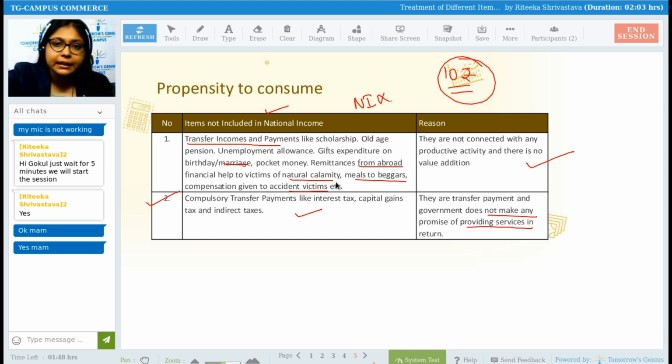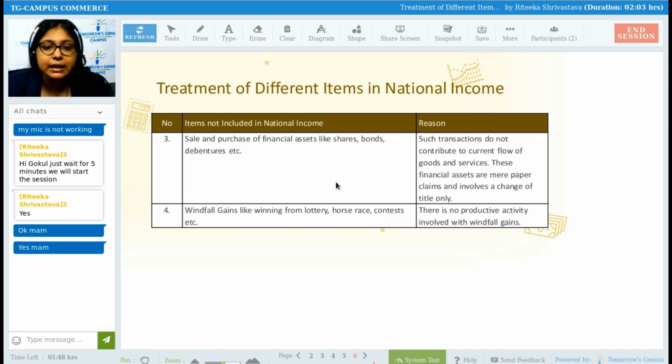Now, suppose I am paying tax. When I pay tax, government in return will not tell me that, okay, Ritika, you have paid taxes, so I will buy a house for you on rent, or I will construct a road for you. No, government will not say that. Whatever government does is going to be for the entire society, for the entire economy. So such taxes are again transfer payments and hence will not be included under national income.